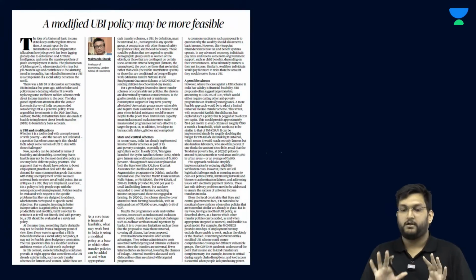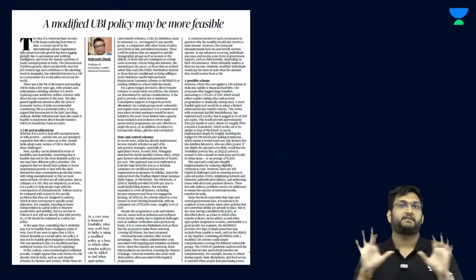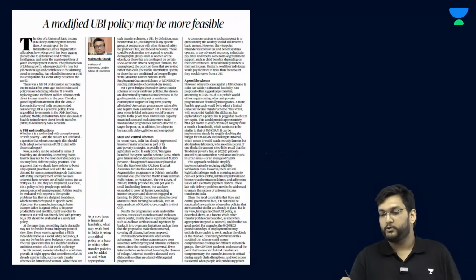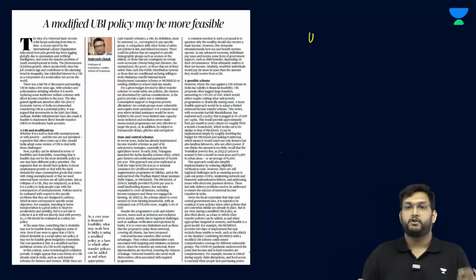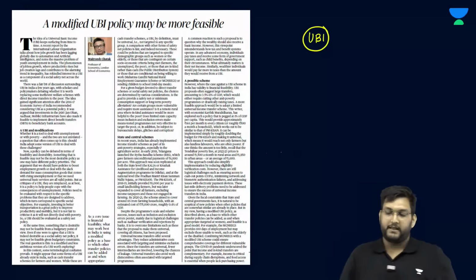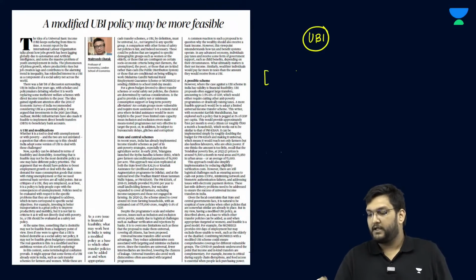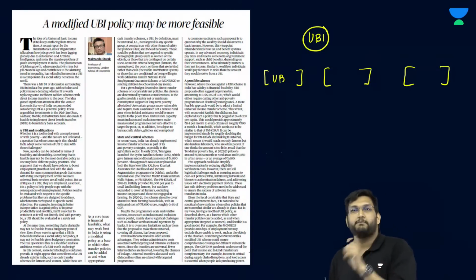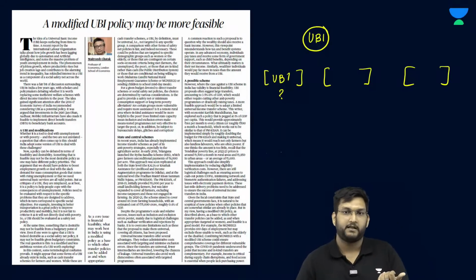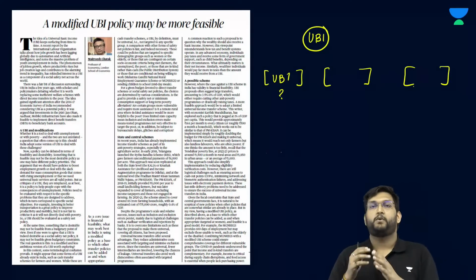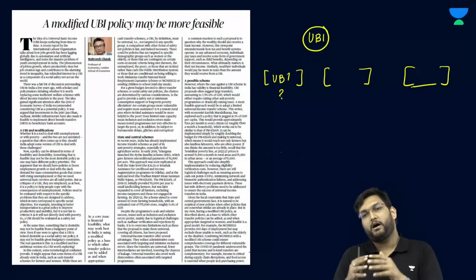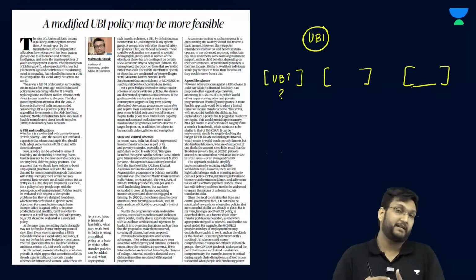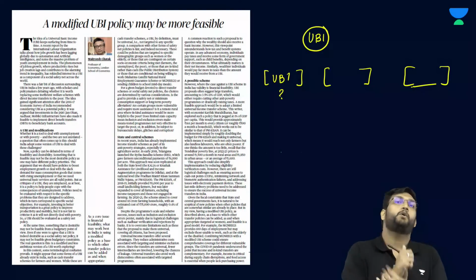With this, let's look at this topic, which is: a modified UBI policy may be more feasible. Now, there are 3 to 4 things which we first need to understand. What do you understand by UBI, which is universal basic income? Then this article itself is in 3 components. The first one is what is UBI and what is the need for it. Then the concept of desirability and fiscal viability. And the last is the most interesting, where it talks about how a modified UBI can work in India vis-a-vis the schemes which we already have.